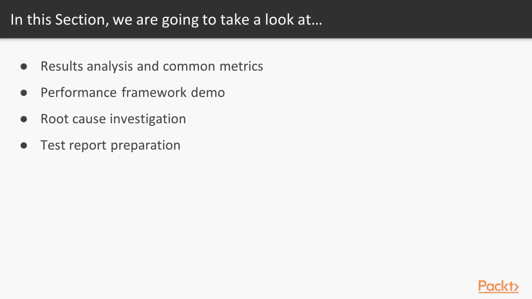In this section, which is called Results Analysis and Root Cause Investigation, we are going to talk about some common metrics and how to use them while analyzing your results. After that, we are going to go deeper into the performance testing framework, how to set it up, and how to run your test and get results in Grafana.